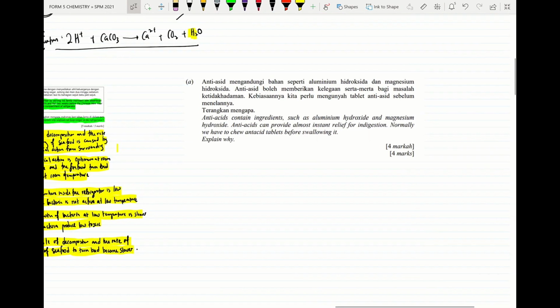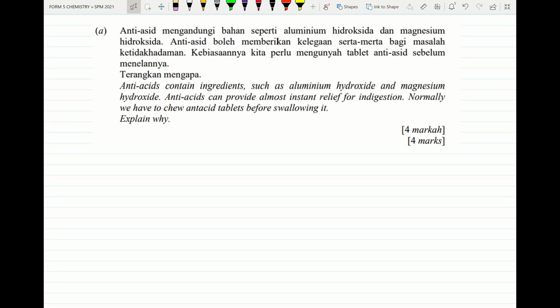We move on to the third or fourth question. Look at this one. Antacid contains ingredients such as aluminum hydroxide, Al(OH)3, and also magnesium hydroxide, and basically they are known as alkaline solution, or alkali solution. Antacid can provide almost instant relief for indigestion.